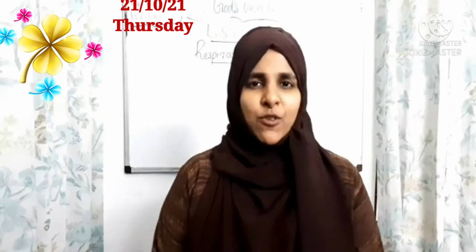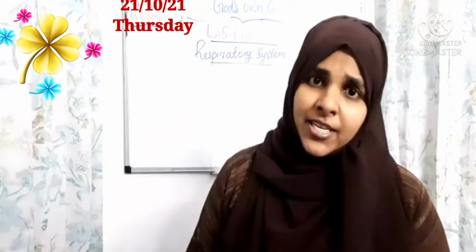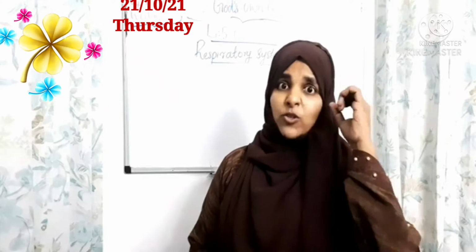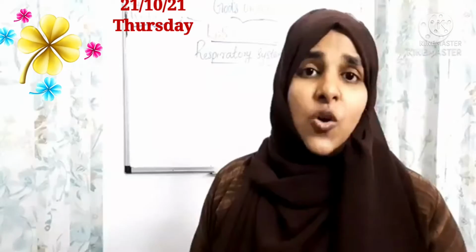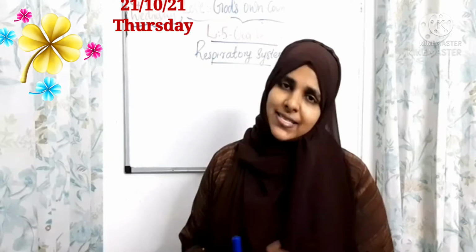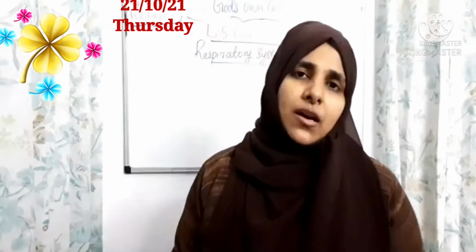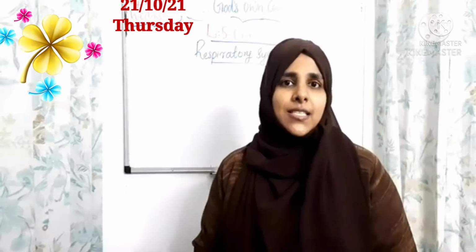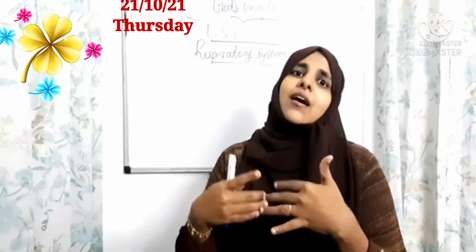Dear children, can I ask some questions to you? What are the different systems we learned in our chapter lesson 5, our body? We discussed the nervous system, then the circulatory system, and now I am going to explain the respiratory system. The nervous system mainly consists of the brain, spinal cord and nerves, right? What about our circulatory system? It is very easy. It consists of the heart, blood and blood vessels, right?